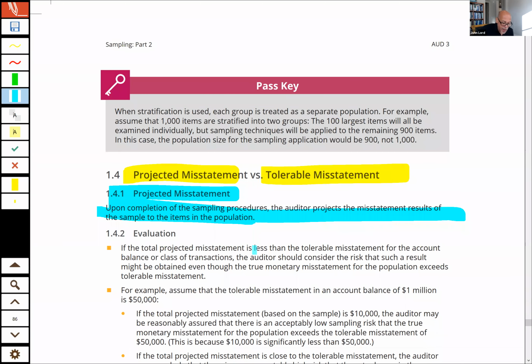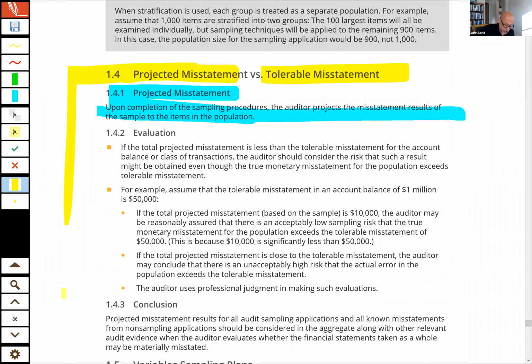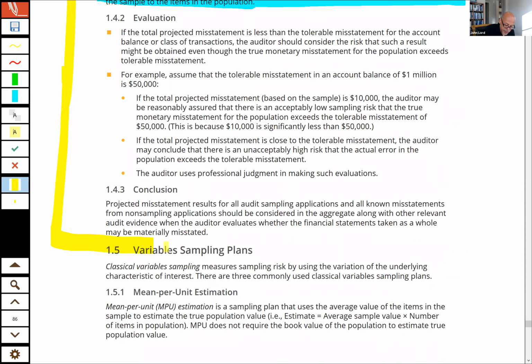Okay, now, how then do you come up with this projected misstatement? Using variables sampling plans, there are 3 methods that the exam talks to us about: mean per unit, okay, and then on the next page we'll talk about ratio versus difference estimation.